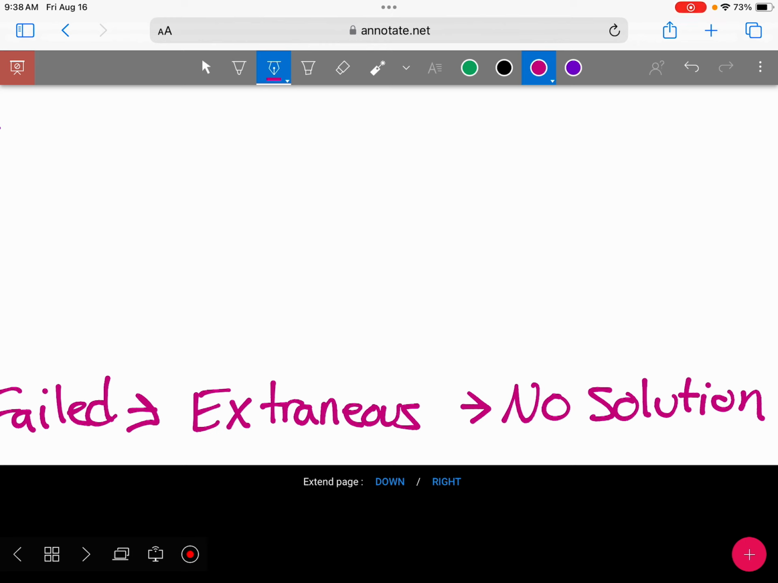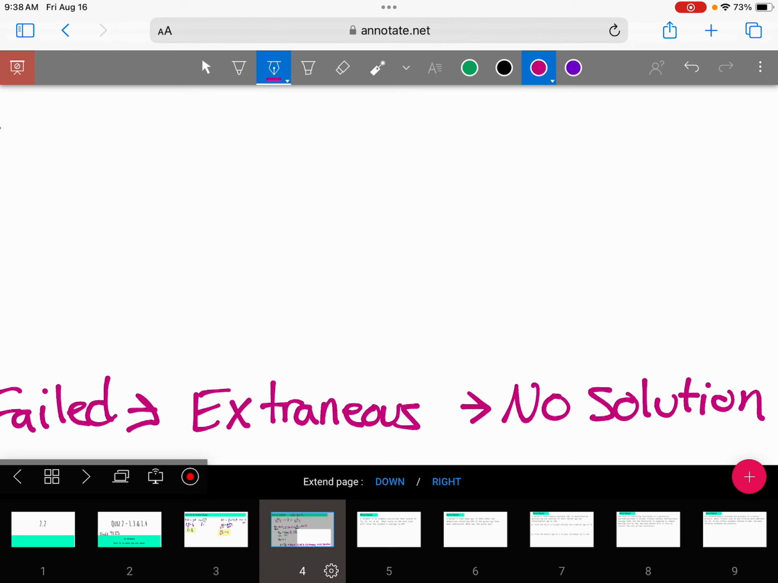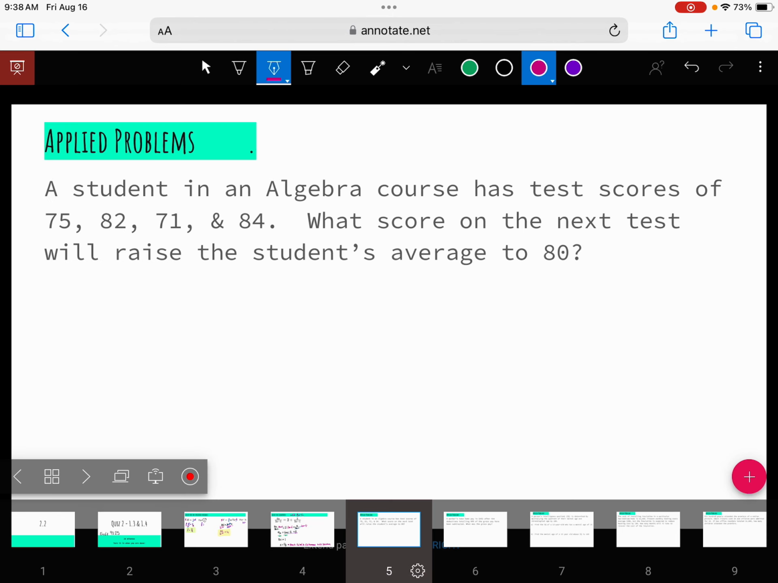Questions on anything in 2.1? Okay. 2.2 is going to be everybody's super duper most favoritist ever. Sarcasm. Because 2.2 is entirely and exclusively story problems. What? I know. Our mostest favorite.